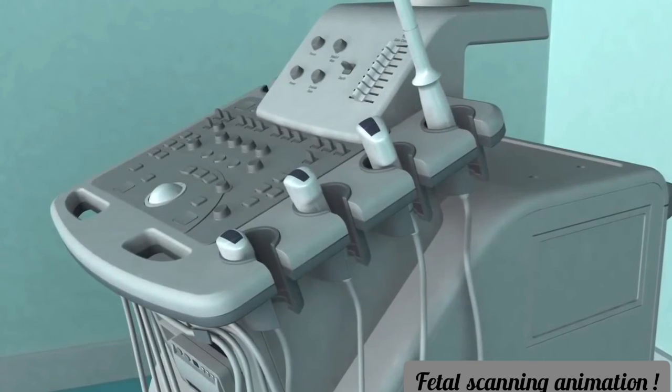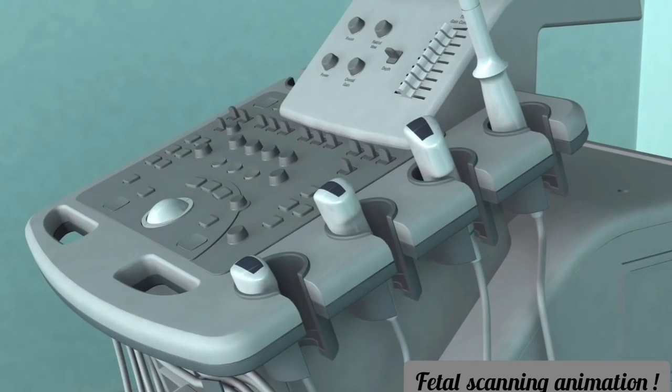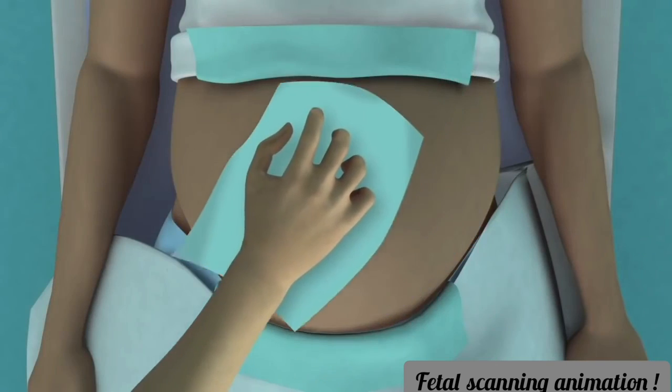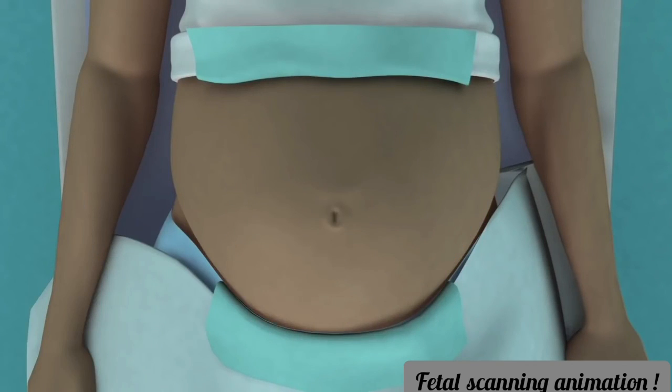Clean the probe and return it safely to the probe holder on the ultrasound scanner. Clean the woman's abdomen and allow her to sit up. Now wash your hands.